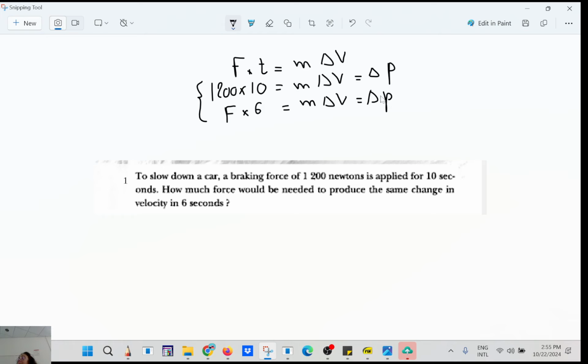Do you understand? If B equals A and C equals A, then B equals C, obviously. So 1200 times 10 equals F times 6. So F equals, you divide by 6, so 200 times 10. Agree? Okay. Everyone?